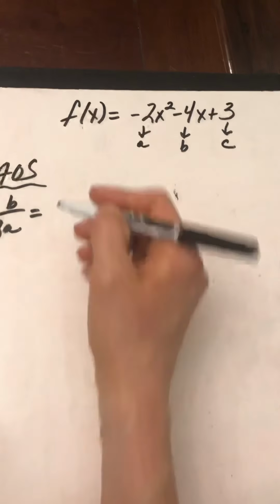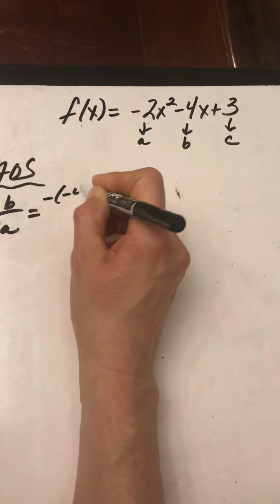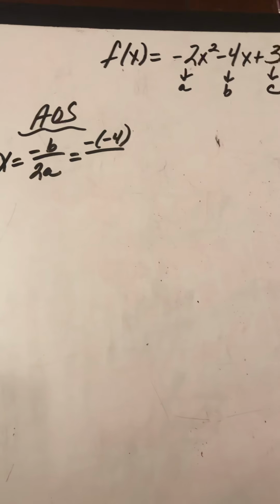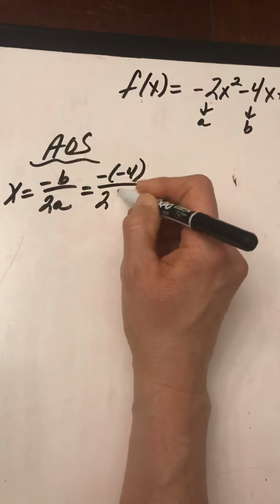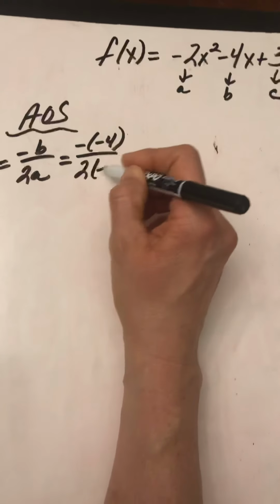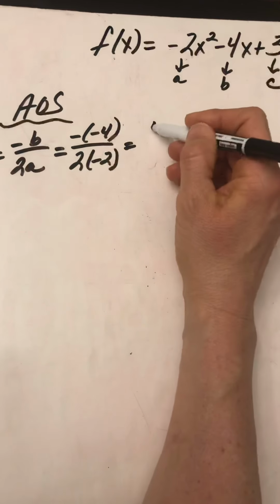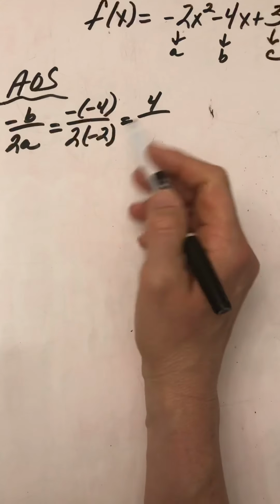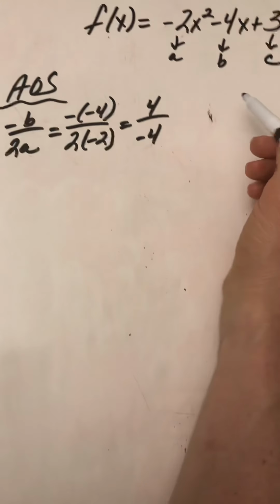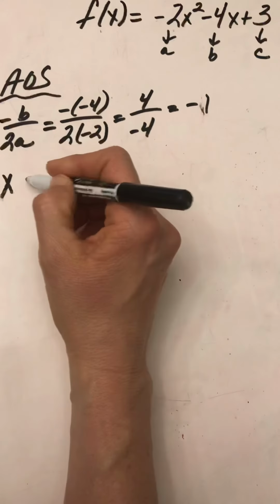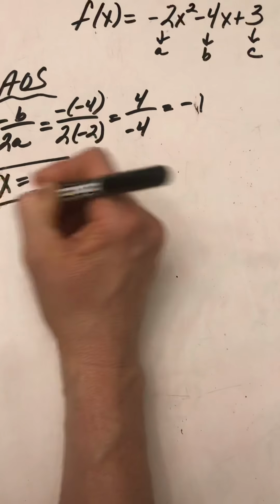So it's -b. Now my b is already negative, so don't forget you're going to flip the sign. So you're taking the opposite. 2a, so it's 2 times -2. So this is going to turn into a +4 over a -4. So this is going to give me a -1. So my axis of symmetry sits at x equals -1.